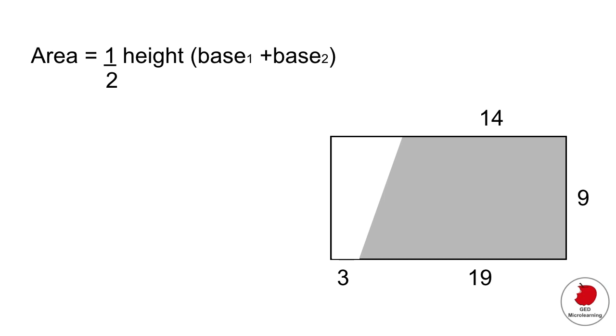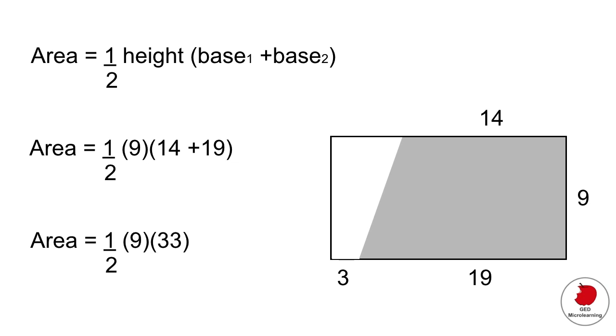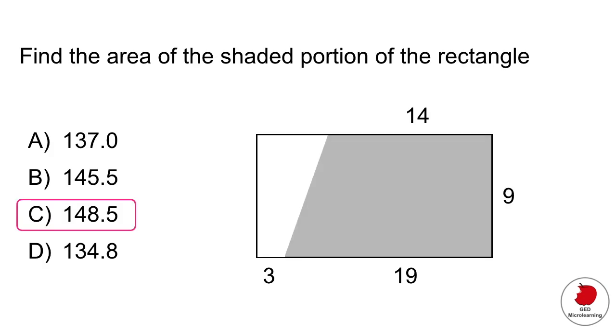If you look at the shape there, you can see that the height is going to be 9. Then the base 1, we're going to call it 14, and base 2, we're going to call it 19. It's interchangeable, you can do it however you want. The next thing we do, as we said before, is solve for whatever is in the parentheses first. So we're going to add the 14 plus the 19. That gives us 33. Then we're going to multiply and then divide. So we would multiply 33 times 9 and then divide by 2. That gives us an area of 148.5. Option C.